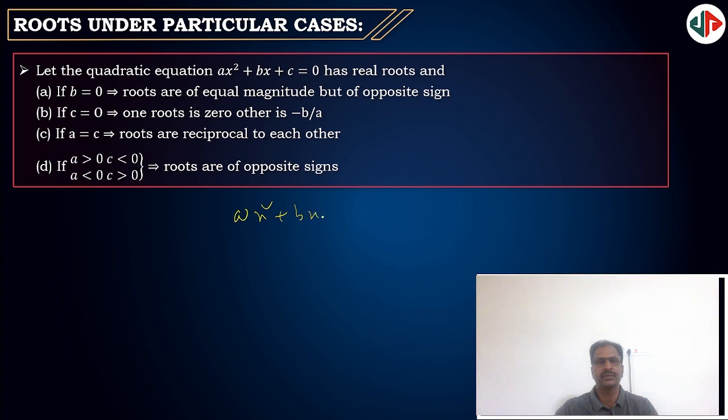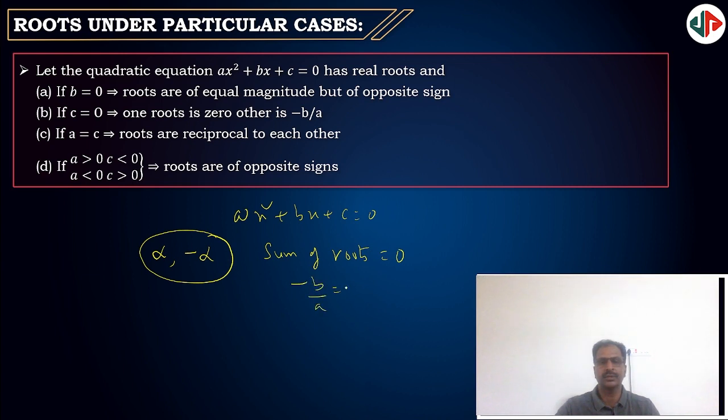Suppose for this quadratic equation, if b is 0, then the roots are of equal magnitude and opposite in sign. For example, if the roots are alpha and minus alpha, we say the roots are equal in magnitude but opposite in sign. Then what is the sum of roots? 0. Sum of roots is minus b by a, which is 0. From this you get b is equal to 0. So b is equal to 0 means roots are equal in magnitude and opposite in sign.